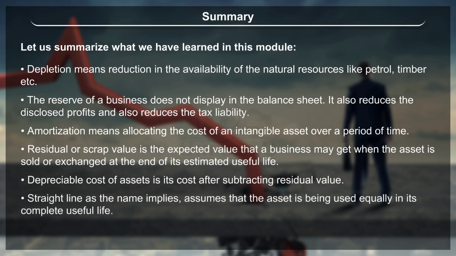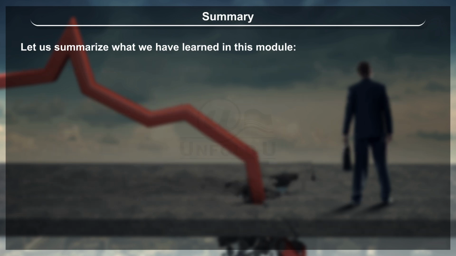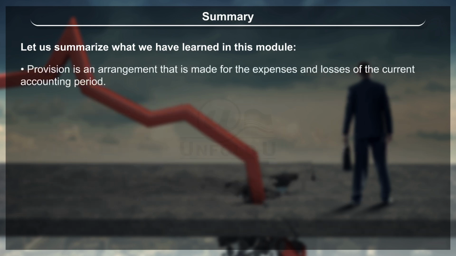Straight line, as the name implies, assumes that the asset is being used equally in its complete useful life. In written down value method, depreciation is calculated on the book value of the asset. Provision is an arrangement that is made for the expenses or losses of the current accounting period.